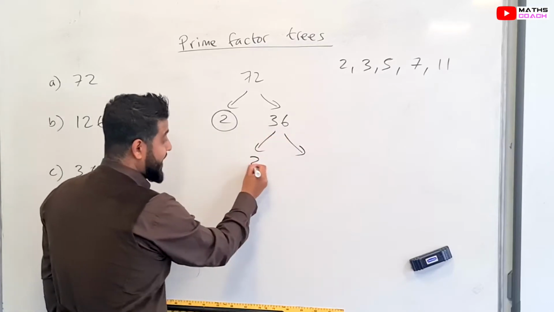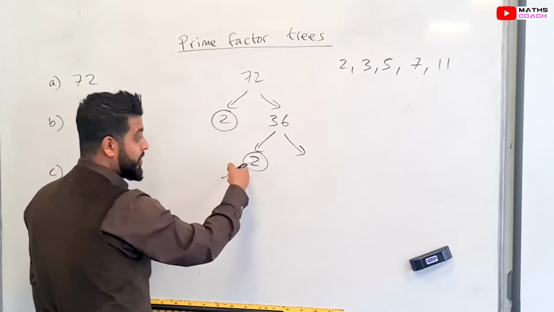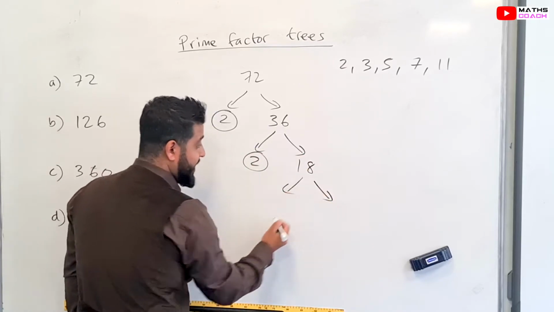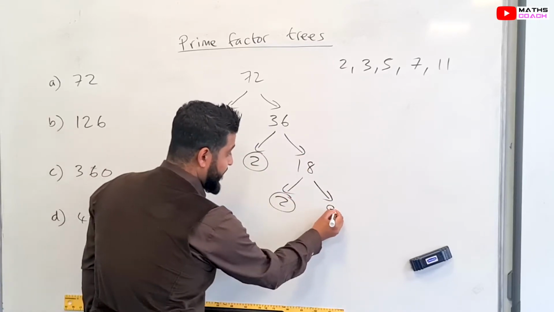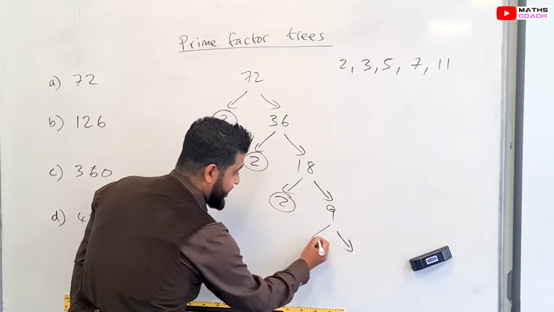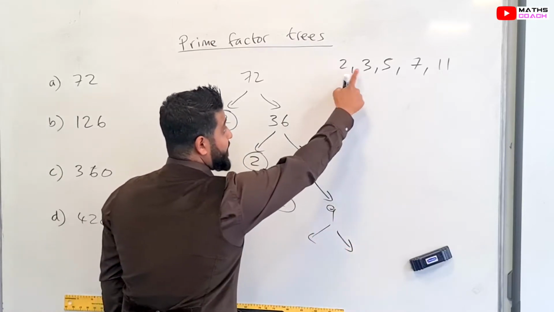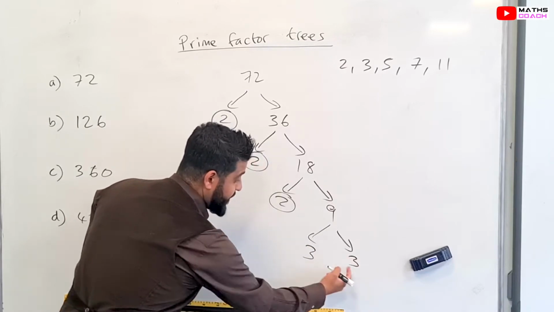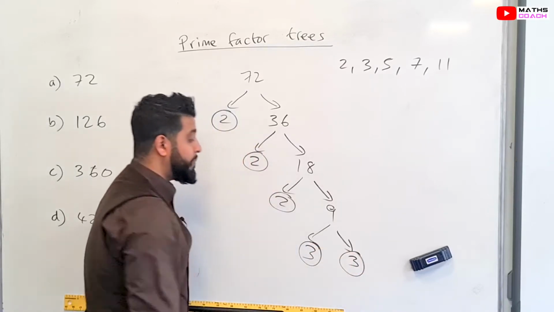So 36, once again, can be divided by 2, the prime number, and I circle it, and we get 18 on this side. And we continue that. So we can divide that by 2 again, and we get 9, and we can divide 9. But this time we can't divide by 2, we divide by the next prime number, which is 3. So we have 3, and we also get 3. So 3 times 3 is 9. Now, because both of them are prime numbers, we stop.